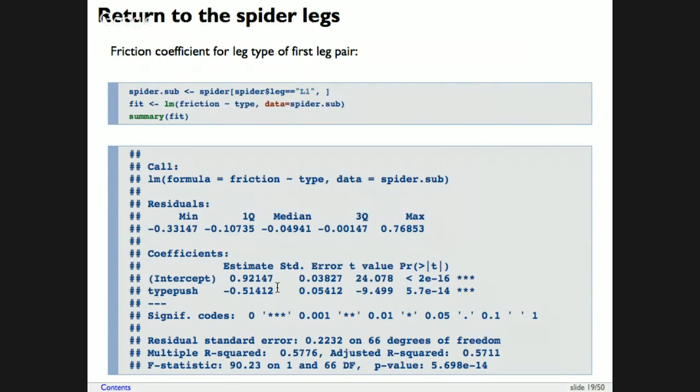So probably the most important parts of this table are going to be this row. This gives us our estimate of the magnitude, how much pushing versus pulling matters, the standard error that we can use to construct a confidence interval, and a p-value against the null hypothesis that this coefficient is 0.